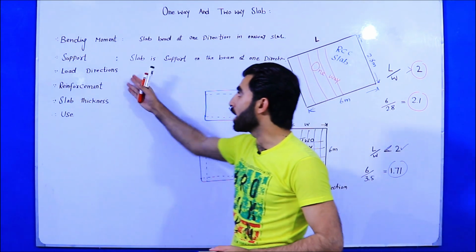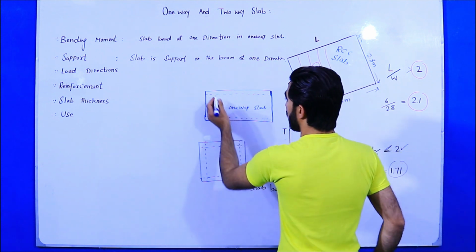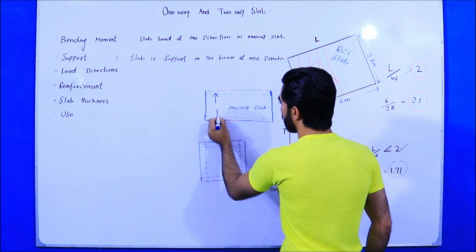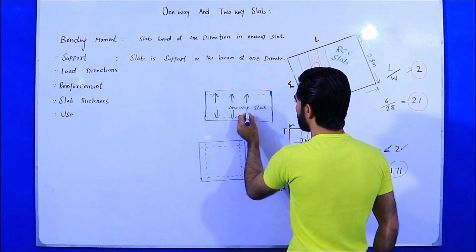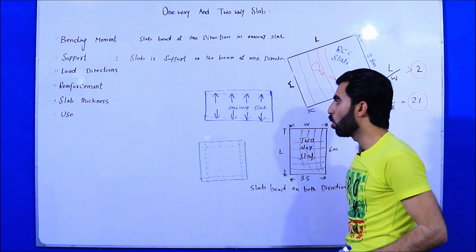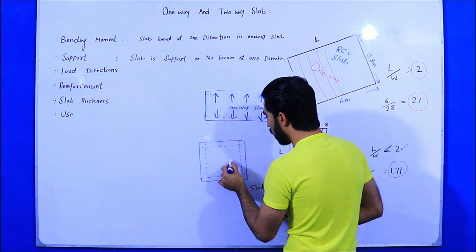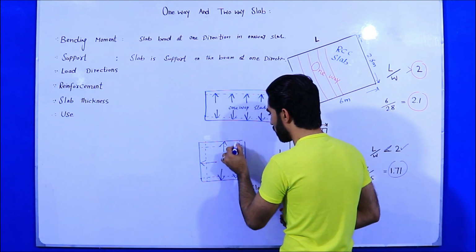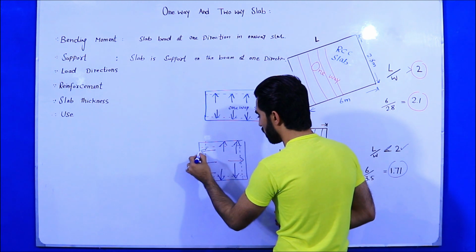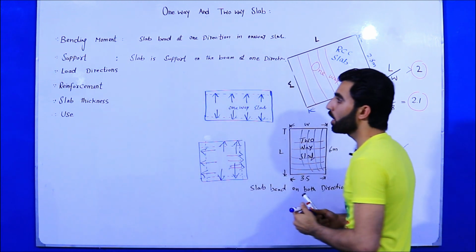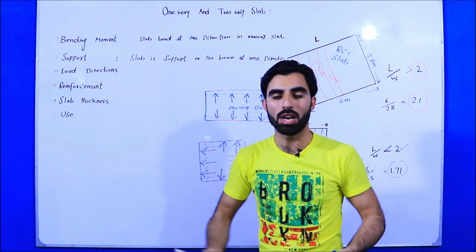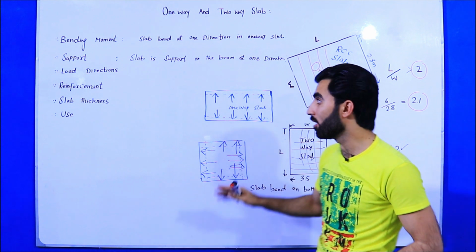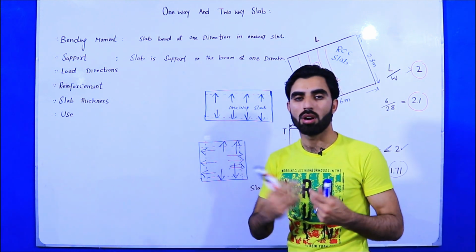Now guys, come to the load directions. Again, the load is carried in one direction, same like this in one-way slab. This is the load issue. But in two-way slab, the load is transferred in two directions, same like this. Okay, so the load is in all directions here in two-way slab, but here the load is transferred in one direction, in one-way slab, but in two-way slab in all directions.